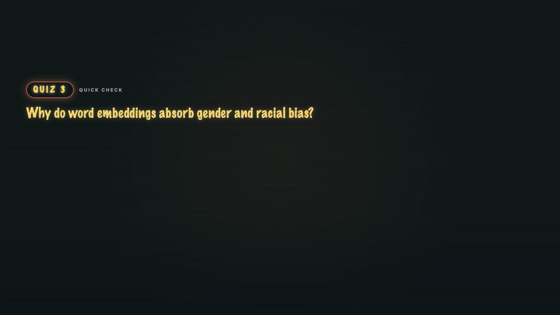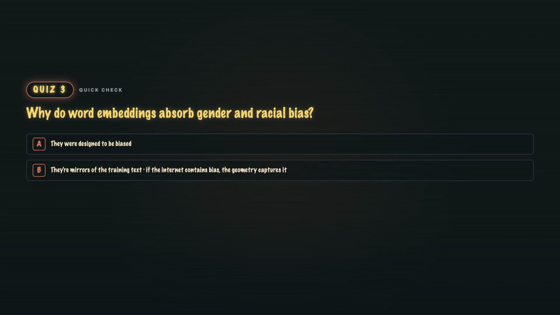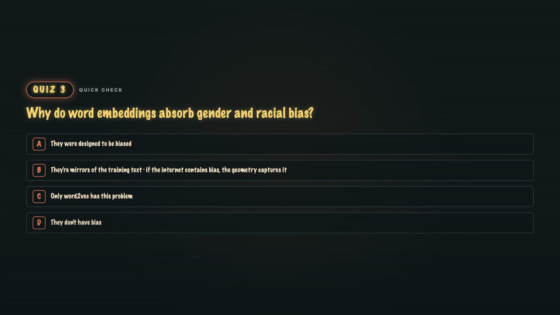Quiz 3. Why do embeddings absorb bias? A. They were designed to be biased. B. They're mirrors of the training text. If the internet contains bias, the geometry captures it. C. Only Word2Vec. Or D. No bias.